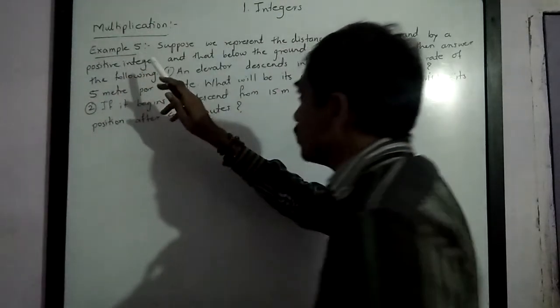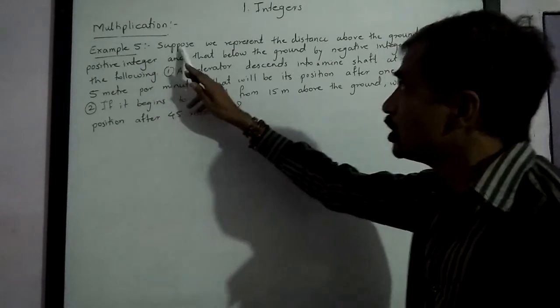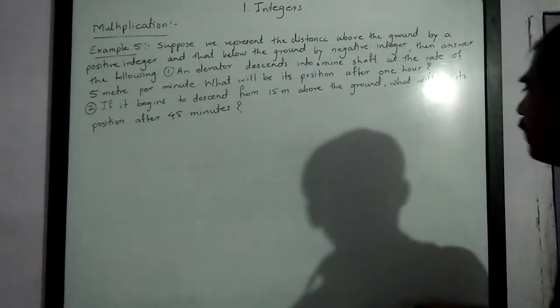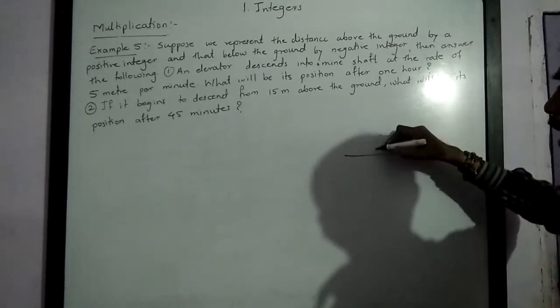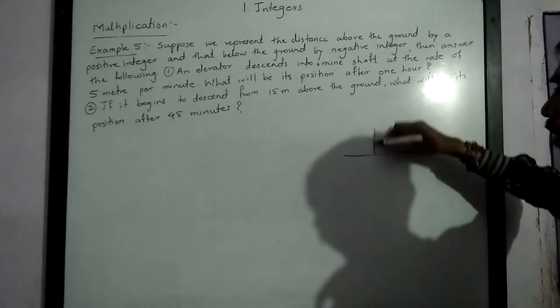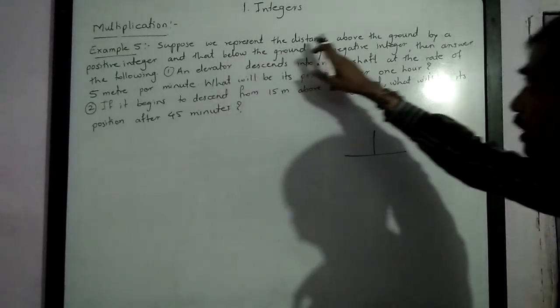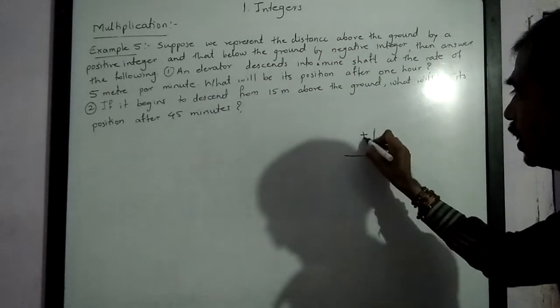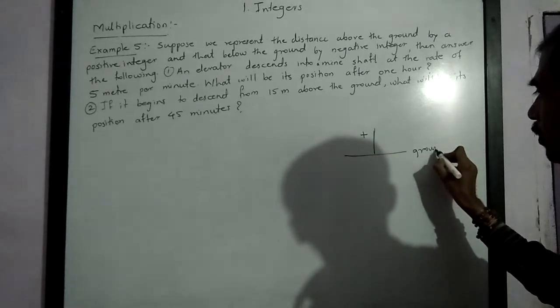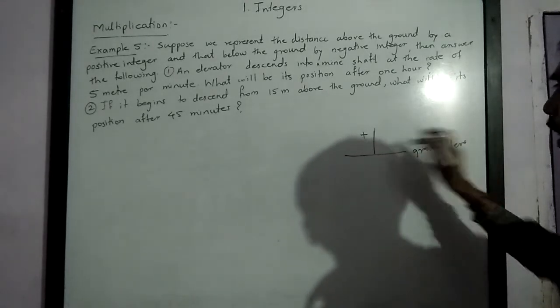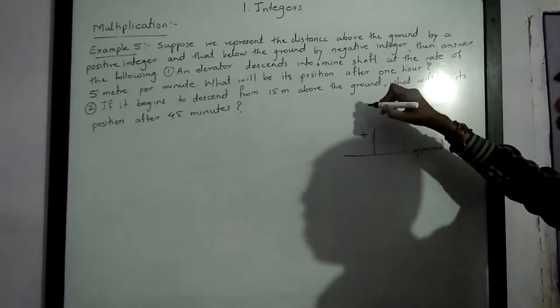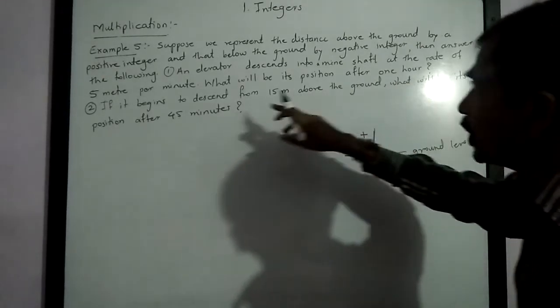Fifth short example in the textbook, I am trying to explain to you. Try to understand. Suppose we represent a distance above the ground by a positive integer. Imagine that this is the ground level, and above the ground level, this is represented by a positive integer, means it will be +1, +2, +3, +4 and so on.